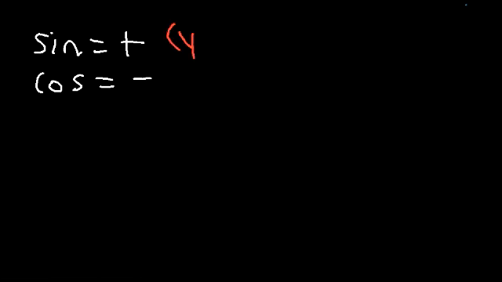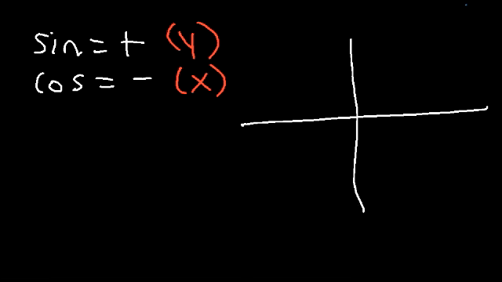So, for example, if sine is positive and cosine is negative, that means y is positive and x is negative. I know x is negative to the left and y is positive as you go up, so this is quadrant 2. That's the way I see it.